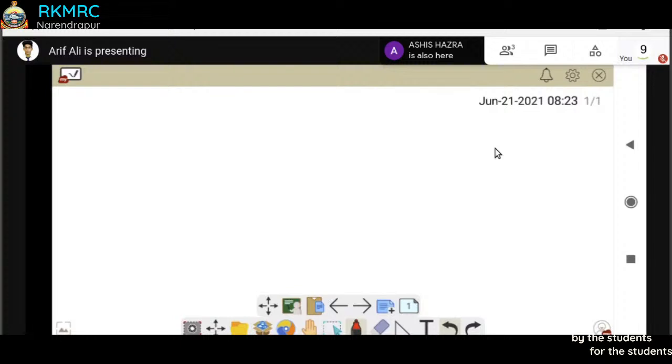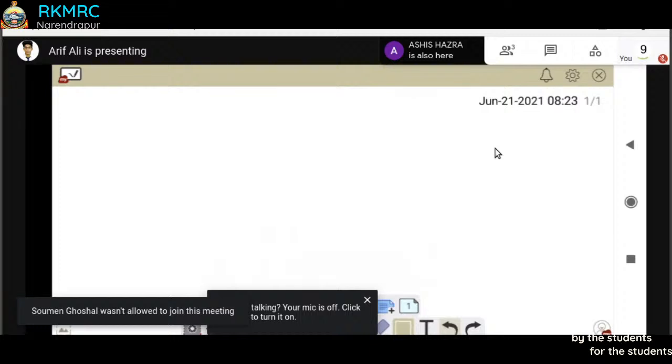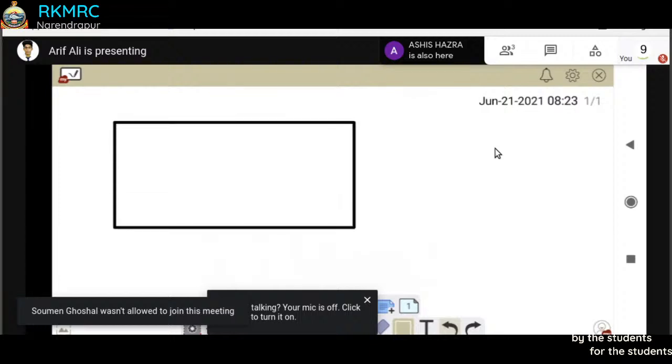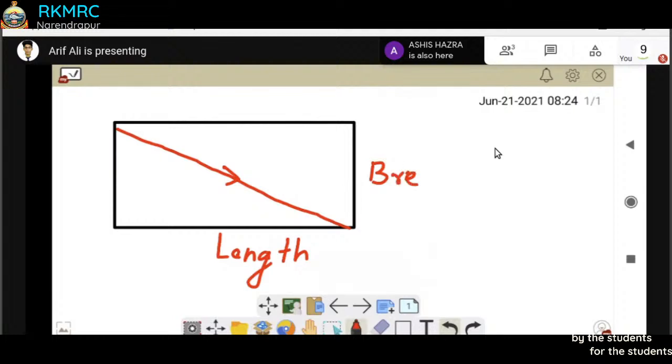So if we are asked to calculate the perimeter of a rectangle, this is your diagonal, this is your length, this is your breadth.